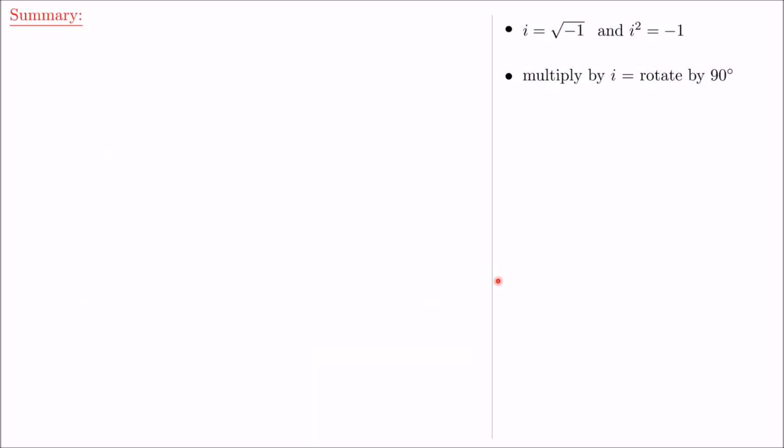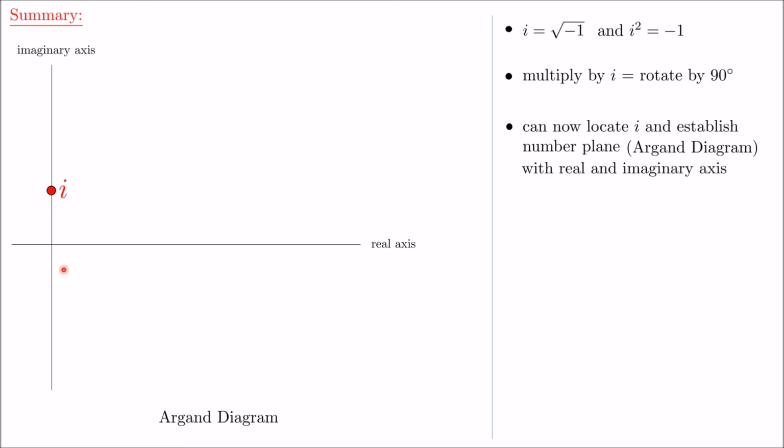Okay, let's do a summary. We got this complex number i that stands for the square root of -1, such that its square gives us -1. And we realized through transformations that multiplying by i actually means to rotate by 90 degrees. With that fact, we're able to deduce the location of i itself. Having this location made us realize that we should build something called the Argand diagram, this new number plane here. The number plane has a real axis and an imaginary axis.